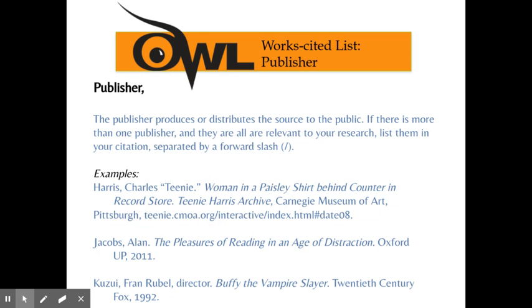You always want to include the publisher. So the publisher produces or distributes the source to the public. If there is more than one publisher and they are all relevant to your research, list them in your citation separated by a slash. So Charles Harris wrote Teenie, a woman in a paisley shirt behind counter in record store, which is the container of Teenie. And it came from Teenie Harris Archive from the Carnegie Museum of Art, Pittsburgh. So the Carnegie Museum of Art in Pittsburgh and Teenie Harris Archive are the publishers.